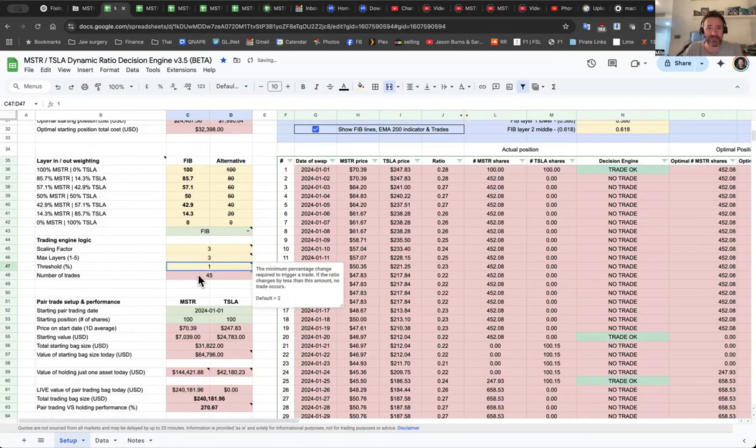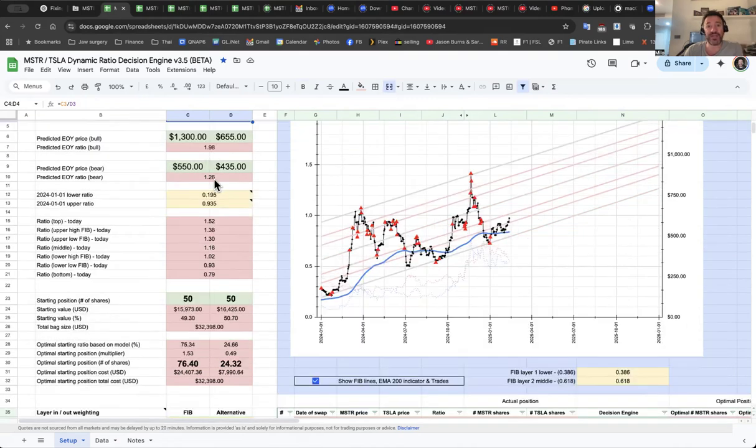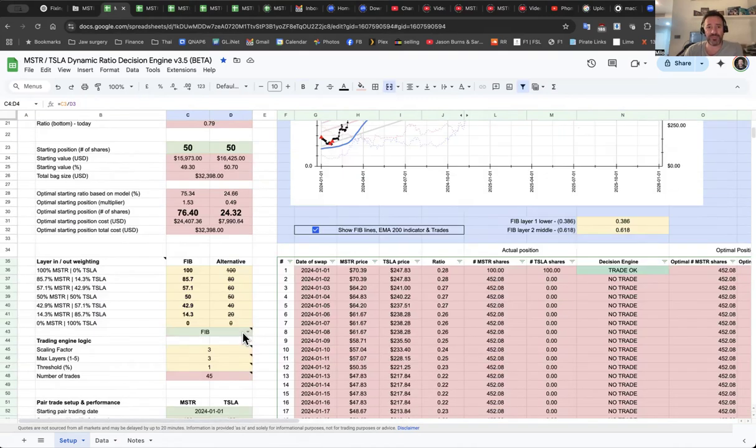So anyway, let's go back to 3 for that one, and then threshold. This is basically the minimum percentage change required to trigger a trade. If the ratio changes by less than the amount, no trade occurs. So what that means is, let's say the ratio today is 0.97. Actually, this is not quite right because the market hasn't opened yet, so this will probably shoot up when these update. But let's say it is 0.97 as the live ratio.